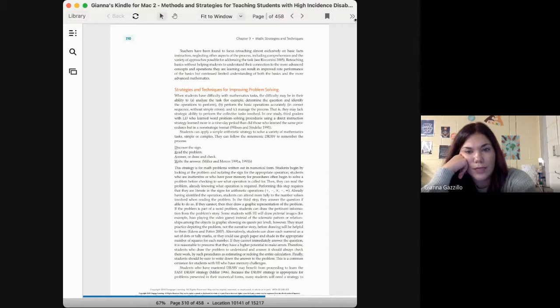I'm trying to skip to the next. This is a strategy for improving problem solving that I could talk about really quickly. It says, discover the sign, read the problem, answer or draw and check, and then write the answer. That's something my kiddos do really well when I have them draw pictures for word problems. That is a strategy that I've seen be really beneficial.